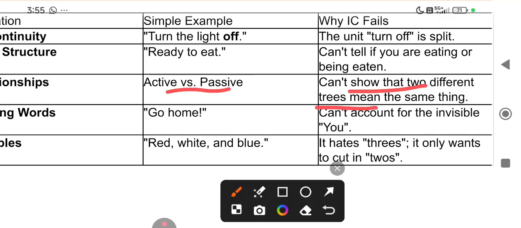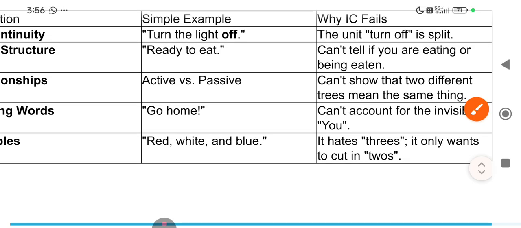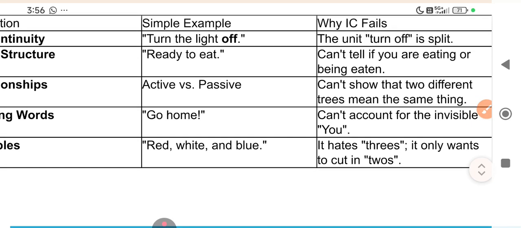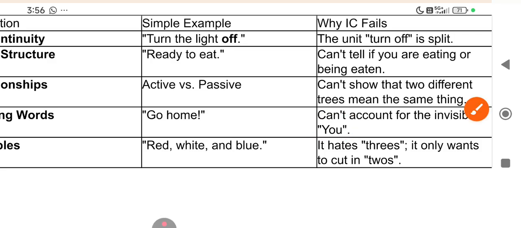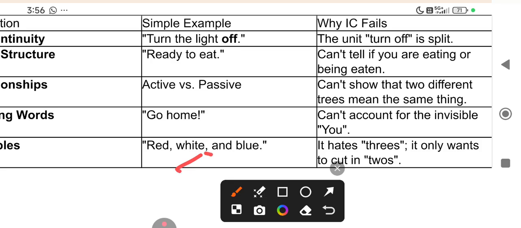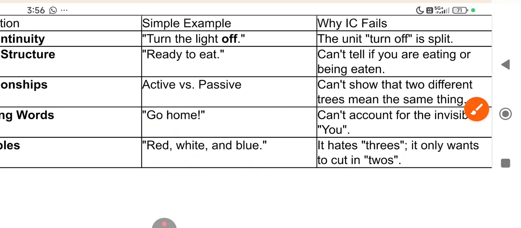Then active or passive, it can't show that two different trees mean the same thing. It cannot be shown by IC analysis. "Go home" can't account for the invisible word "you," or subject "you." Then "red, white, and blue." So it hates three. It only wants to cut in twos, right? So here it cuts in two, so it cannot tell three, four, five adjectives. So this way IC analysis has its own limitations.